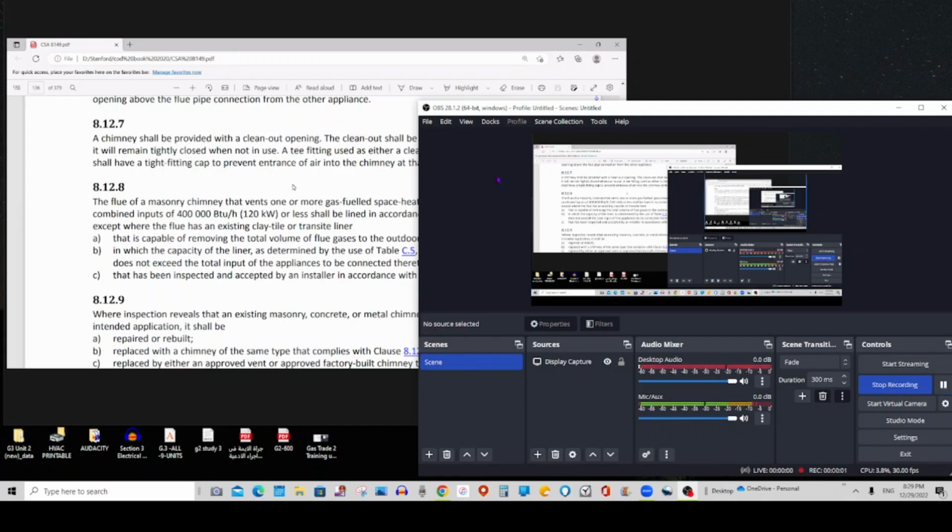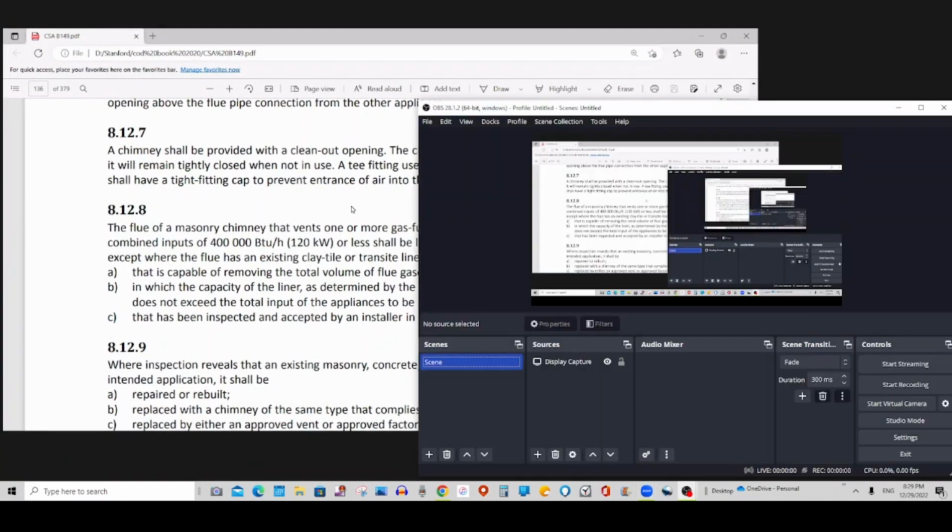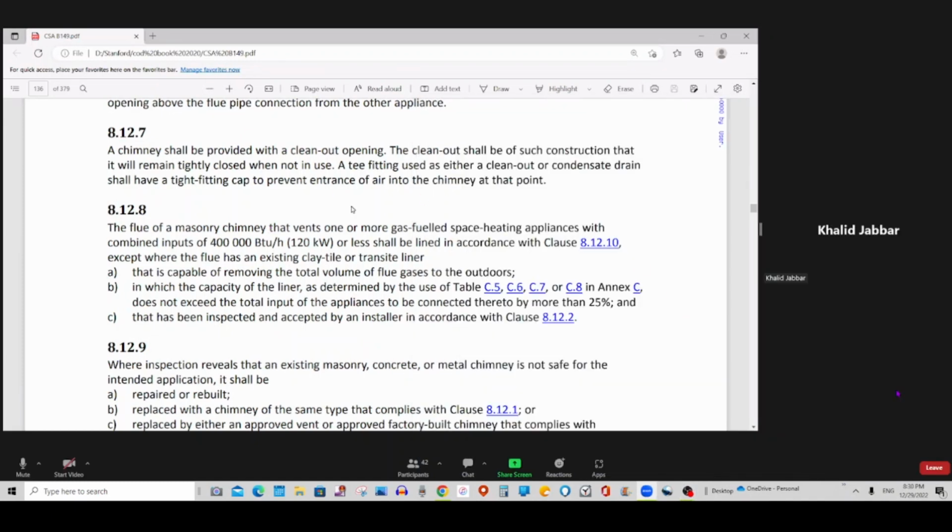Table C5 is masonry chimney and the connector is B1, B double wall, and single appliance. Table C6 is going to be the same thing, masonry chimney with a Type C single wall connector and single appliance.